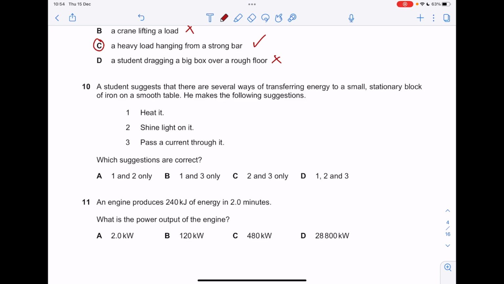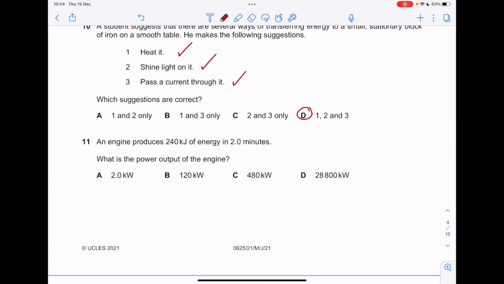A student suggests that there are several ways of transferring energy to a small stationary block of iron on a smooth table. He makes the following suggestions. Heat it. Yep, that's a good way of transferring thermal energy. Shine a light on it. Yep, that's certainly a way of transferring energy. Pass a current through it. Yes, again, because remember, passing a current has the effect of causing a heating effect. So which suggestions are correct? It's actually all 3.